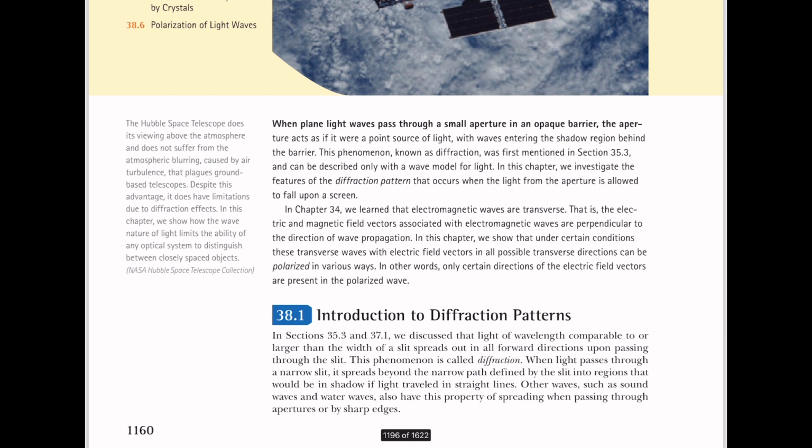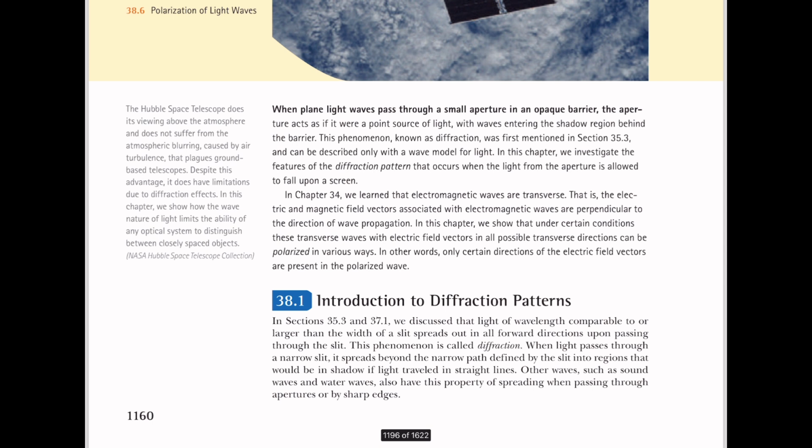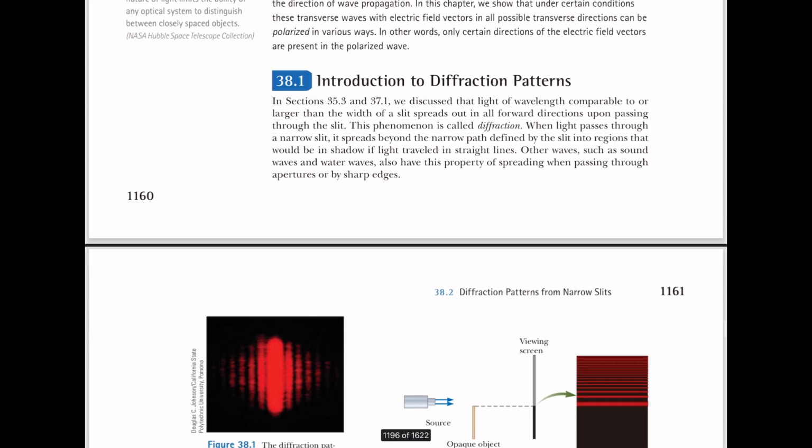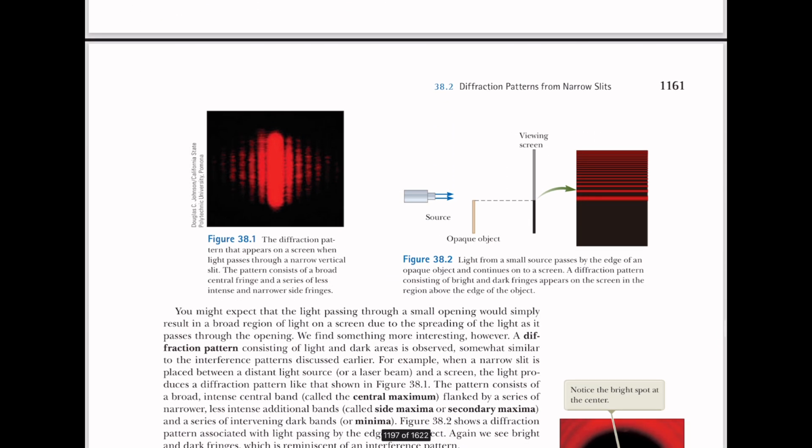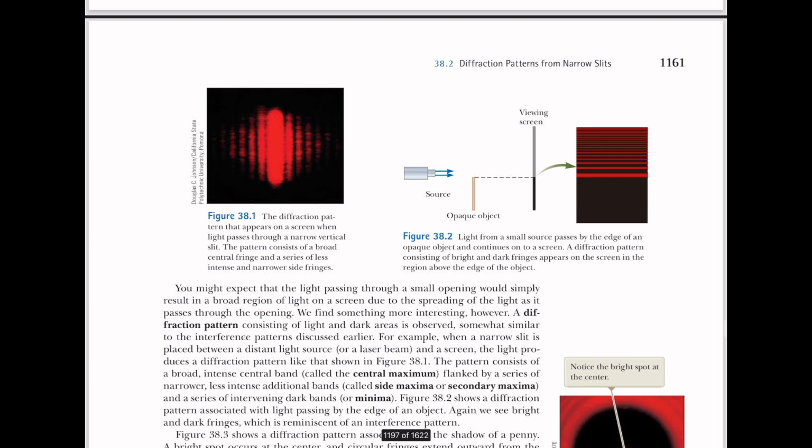When a plane light wave passes through a small aperture in an opaque barrier, the aperture acts as if it were a point source of light, with waves entering the shadow region behind the barrier. This phenomenon is known as diffraction. It was first mentioned in section 35.3 and can be described only with a wave model for light. In this chapter, we investigate the features of the diffraction pattern that occurs when light from an aperture is allowed to fall upon a screen.